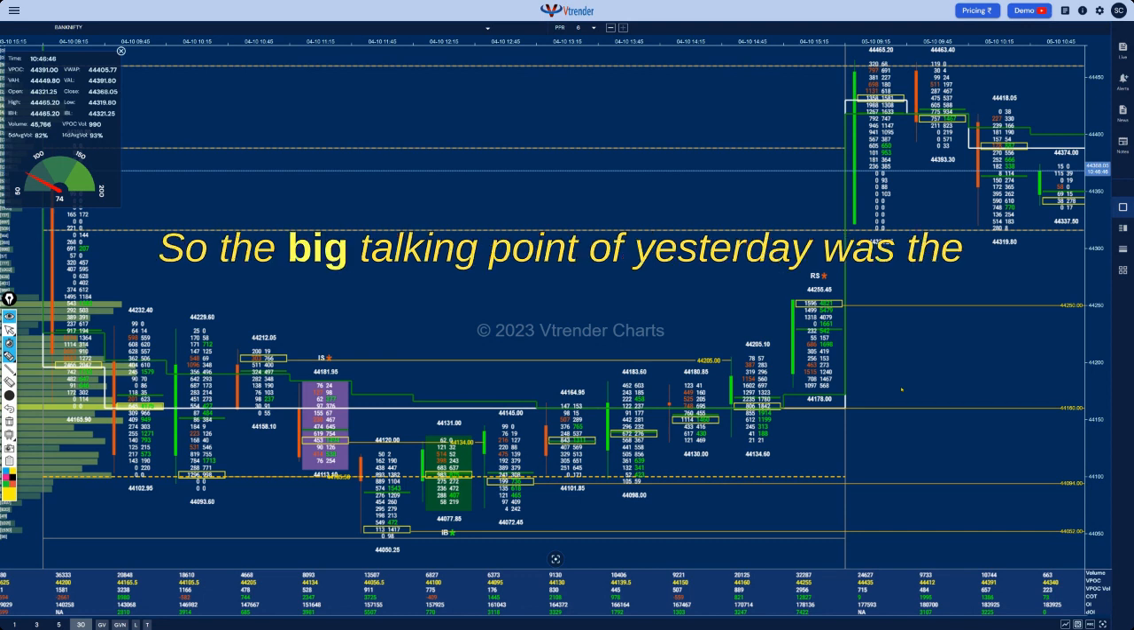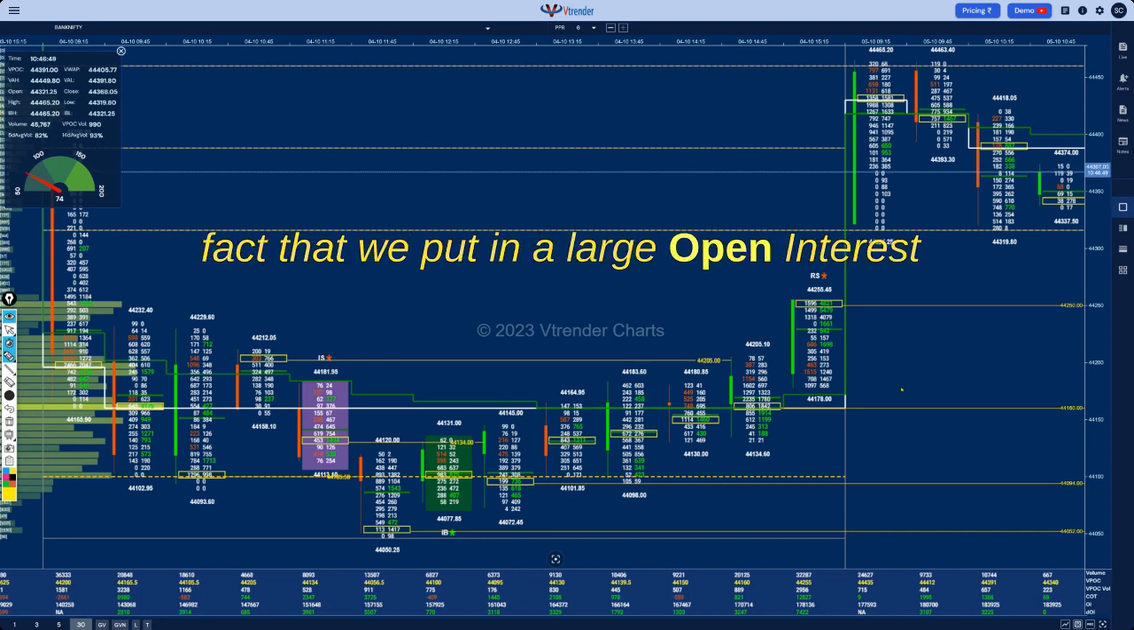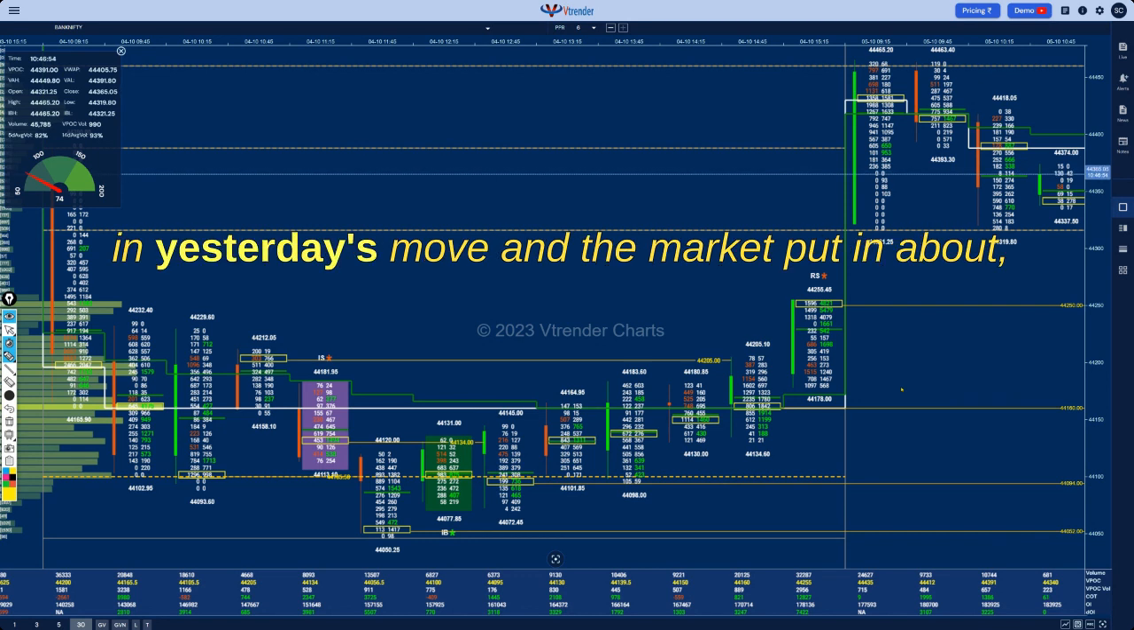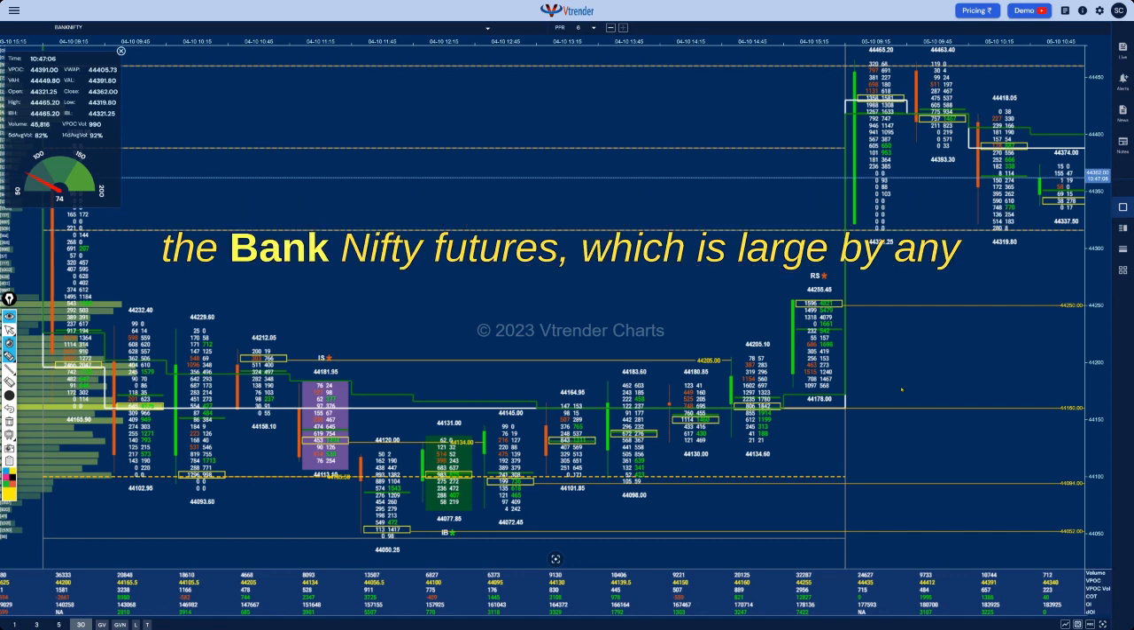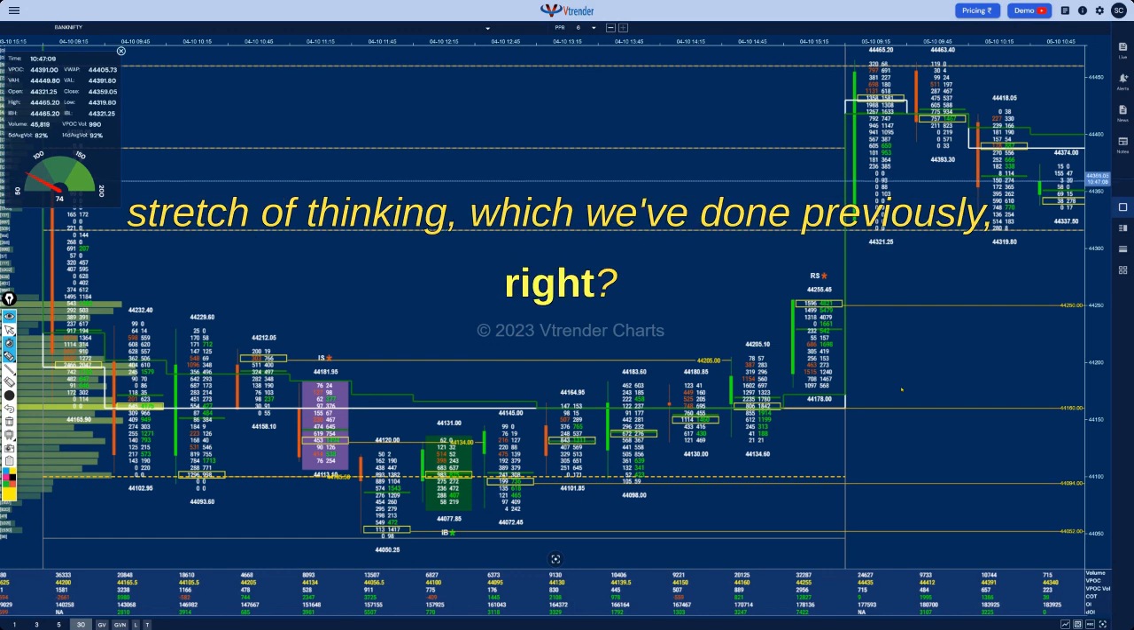So the big talking point of yesterday was the large open interest we put in during yesterday's move. The market added about 38,000 contracts in a session in the Bank Nifty futures, which is large by any stretch of thinking, compared to what we've seen previously, right?